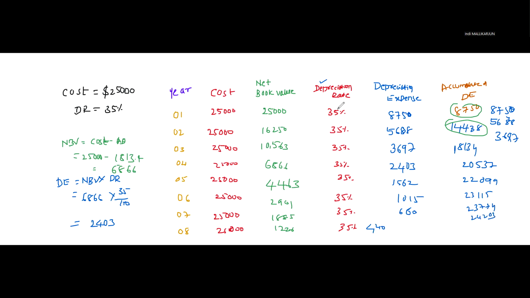So at the end of the 8th year, what will be our net book value after 8 years? Cost was 25,000. Last accumulated depreciation is 24,203. So after 8 years, net book value is 797 rupees. This is how we have to calculate declining balance depreciation. Okay.